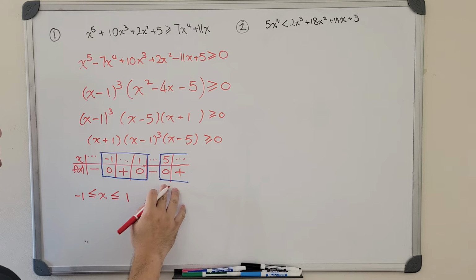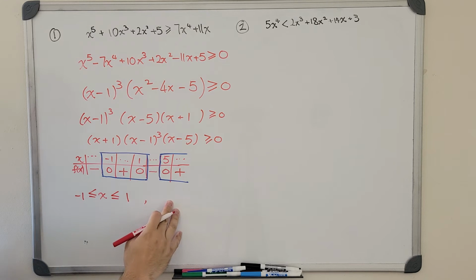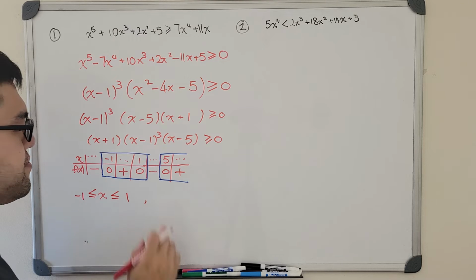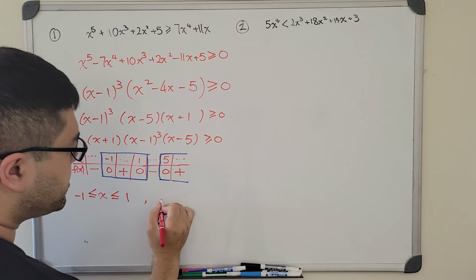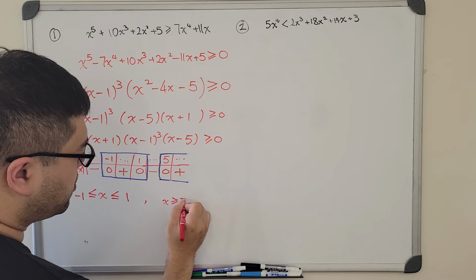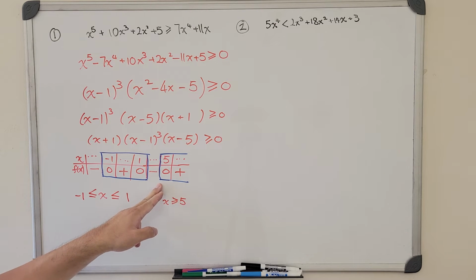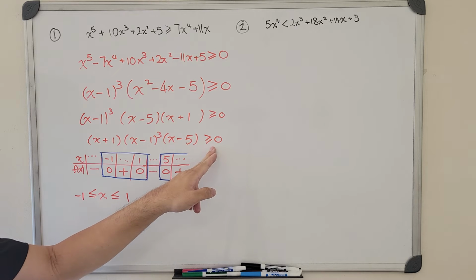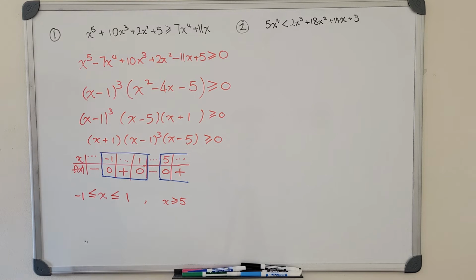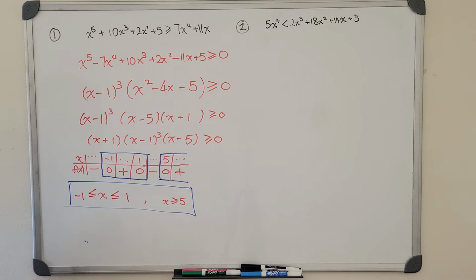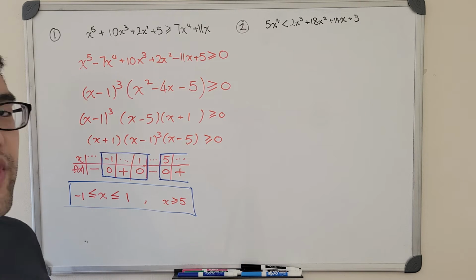And then we will just take the union, meaning that we will combine with the other part, which is x greater than or equal to 5. And again, we have to include 5, the endpoint, because we also need to include y equals 0. So that's it. We now finish the first problem. Good. So let's move on to the second one.